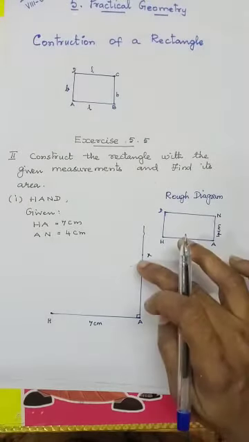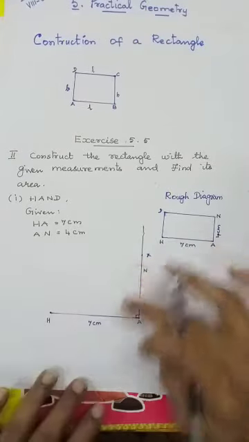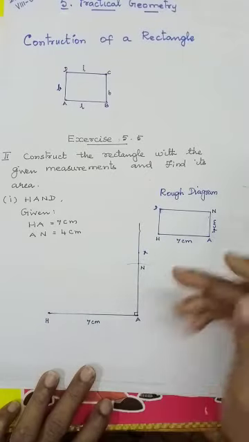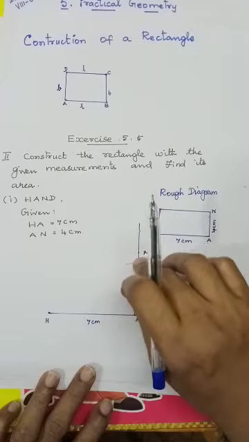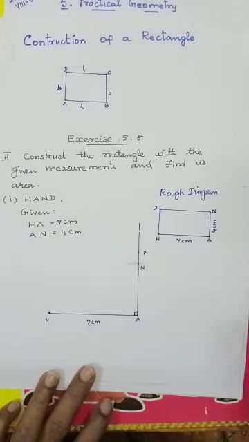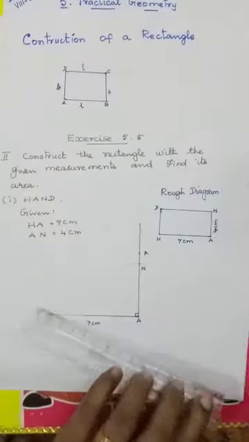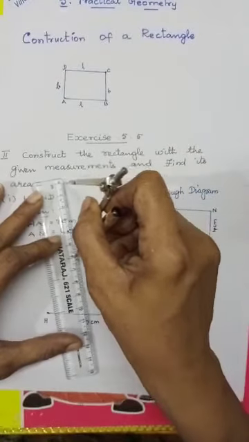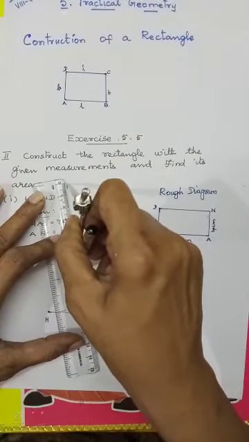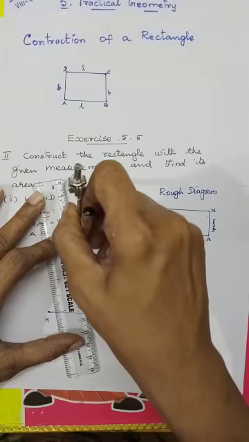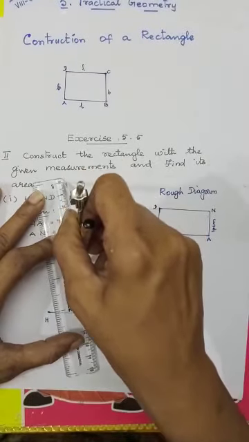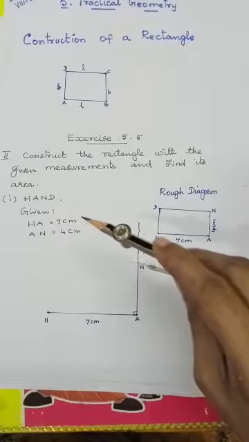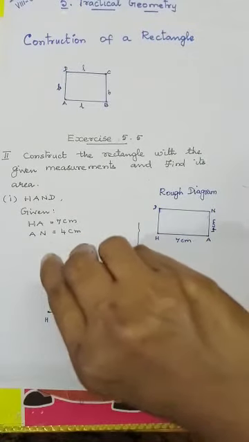From here you have to draw 7 cm. Opposite sides are equal, no? So from N to D is 7 cm. So from this point you draw an arc for 7 cm. You take a scale and take 7 cm. I have taken 7 cm. Now from this point you draw an arc.